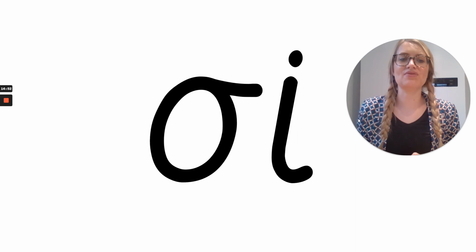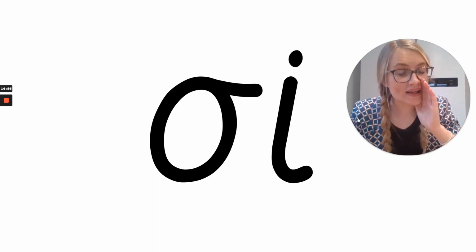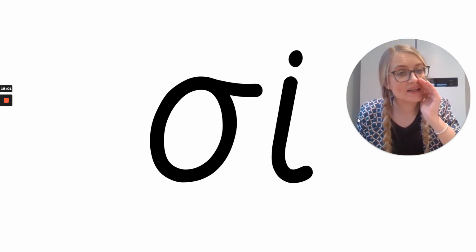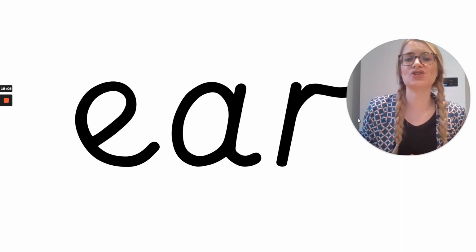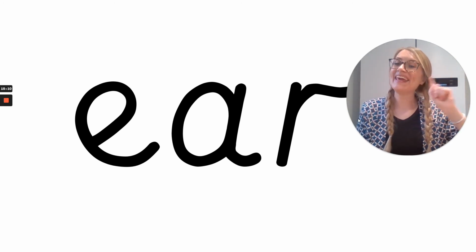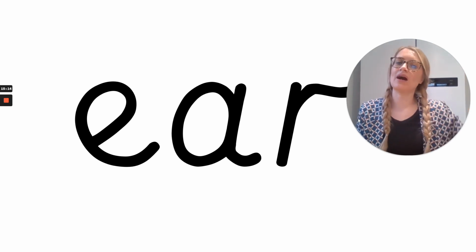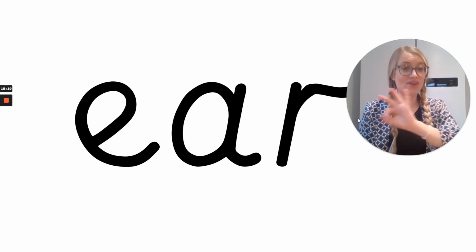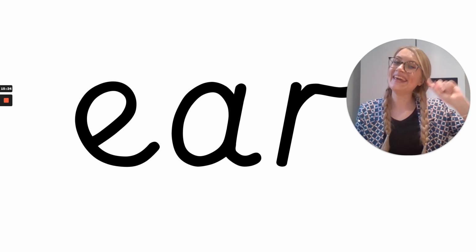This is the digraph, two letters making one sound, and it's the digraph oi. You might say this if you're getting somebody's attention. Oi! This is a trigraph, and it is the trigraph ear. We hear with our ear, so we point to our ear. Again, there are 3 letters here and they're only making one phoneme, one sound.